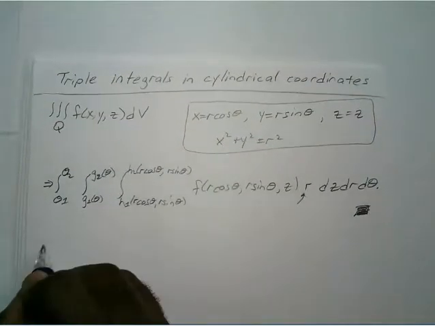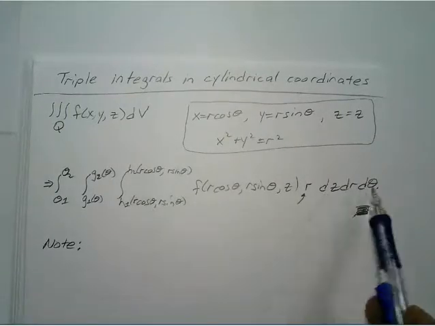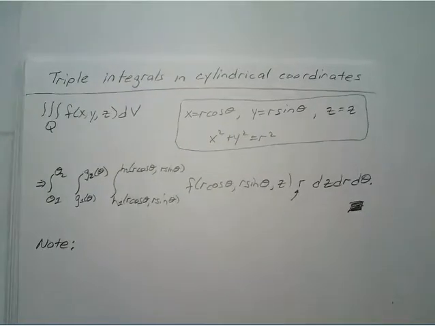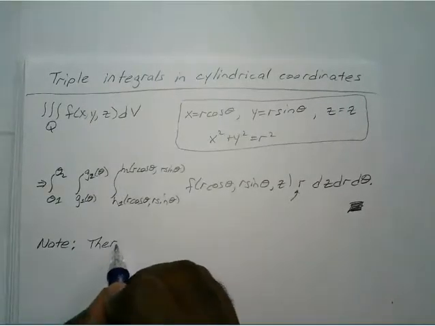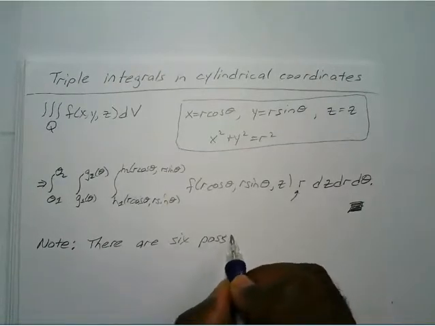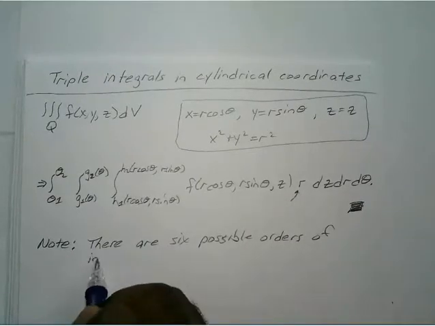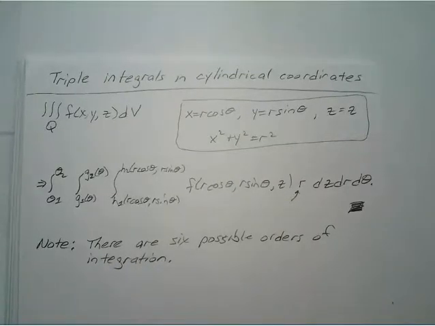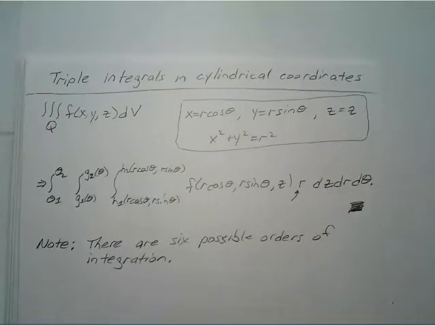All right, so a quick note is that you can change up your orders of integration, like we did in the last video. There are 6 possible orders of integration. Thing is, they're all equal. No matter how you rearrange these, they all will give you the same answer if done correctly.